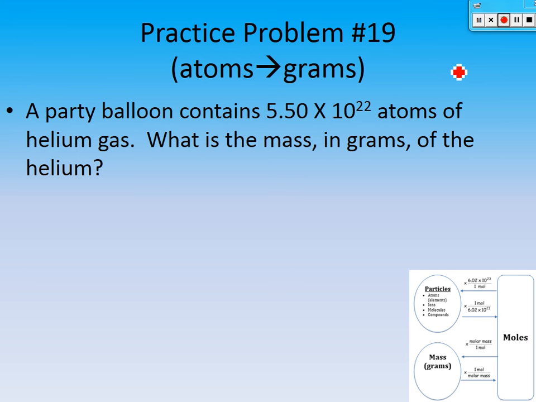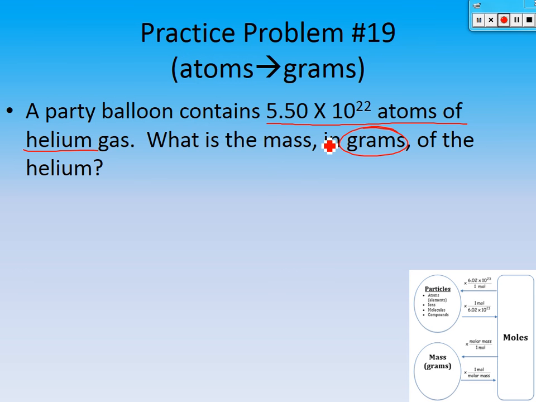It says a party balloon contains 5.5 times 10 to the 22nd atoms of helium gas. What is the mass in grams of the helium? Okay, so let's underline what they gave us. What did they give us, guys? Okay, they give us that number. Always look to the number. That's what they're giving you. 5.5 times 10 to the 22nd atoms of helium. What do they want us to convert that to? To mass in grams, right? So mass in grams, good.